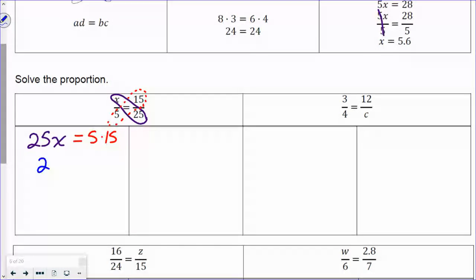So we're saying 25x equals 75. Now this is multiplication. What is the opposite of multiplication? Division. And what am I going to divide by? Whatever's with the variable. The coefficient is what we always divide by. I'm going to divide both sides by 25.